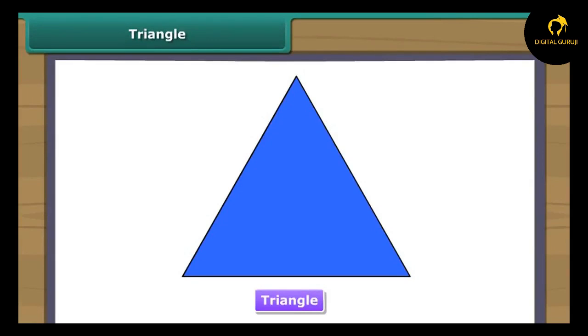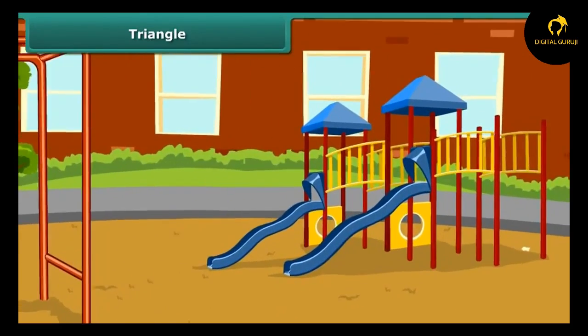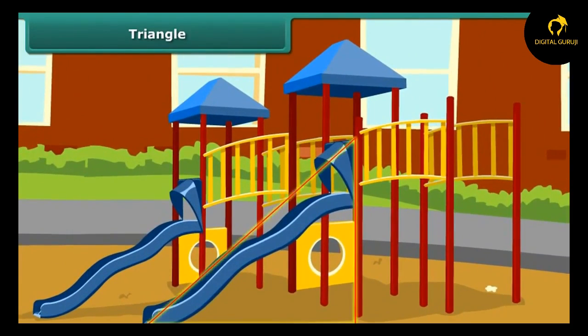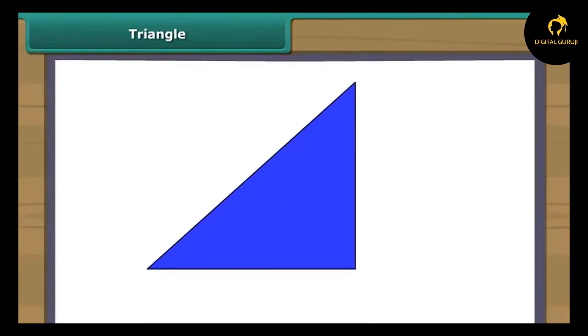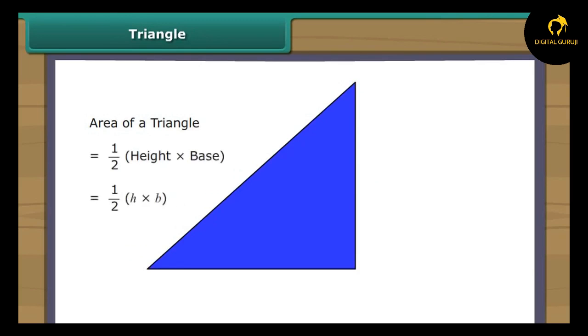Triangle. What is a triangle? A triangle is a three-sided closed figure. Have you noticed the slider in the park? It is in the shape of a triangle. So can we find the area of a triangle? Yes, we can find the area of a triangle by using the formula for the area of a triangle. For this, we require the measures of the base and the height of the triangle. The area of a triangle is half the product of its height and base.